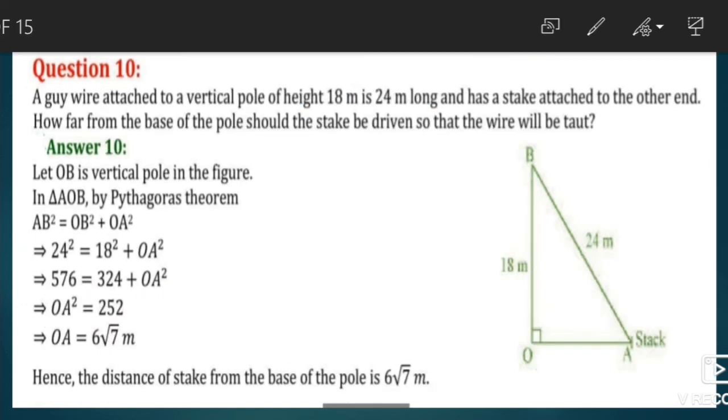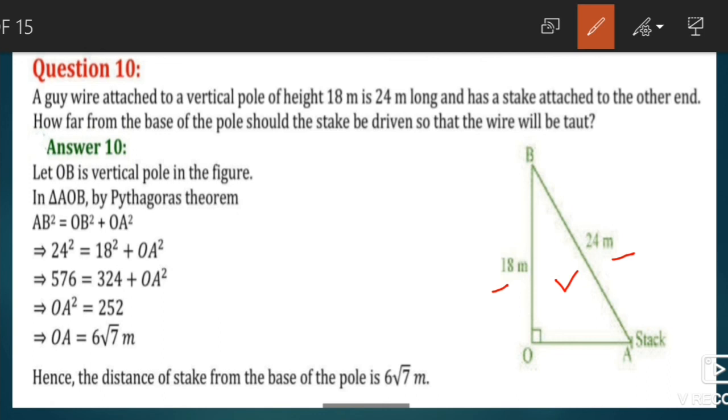Now question number 10. A guy wire is attached to a vertical pole of height 18 meters, is 24 meters long and has a stake attached to the other end. How far from the base of the pole should the stake be driven so that the wire will be taut? This is the picture of the figure.